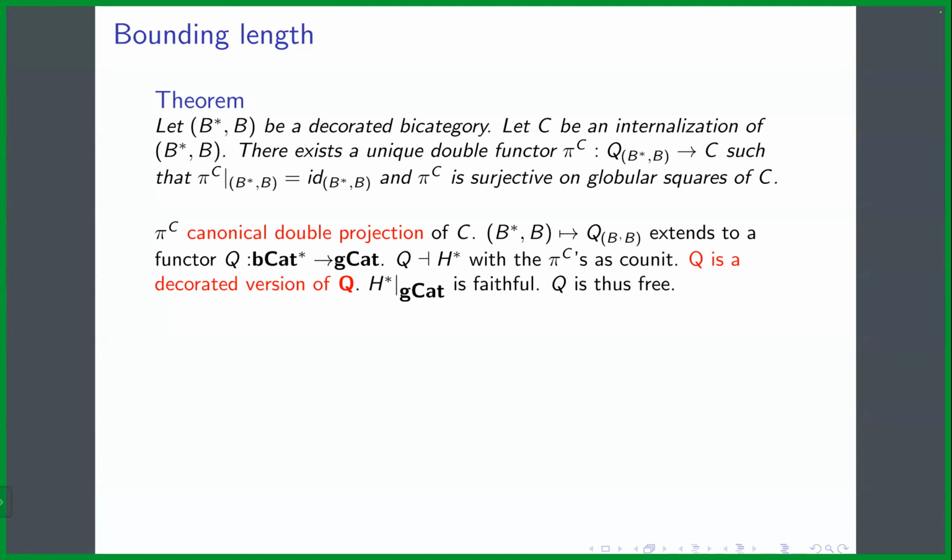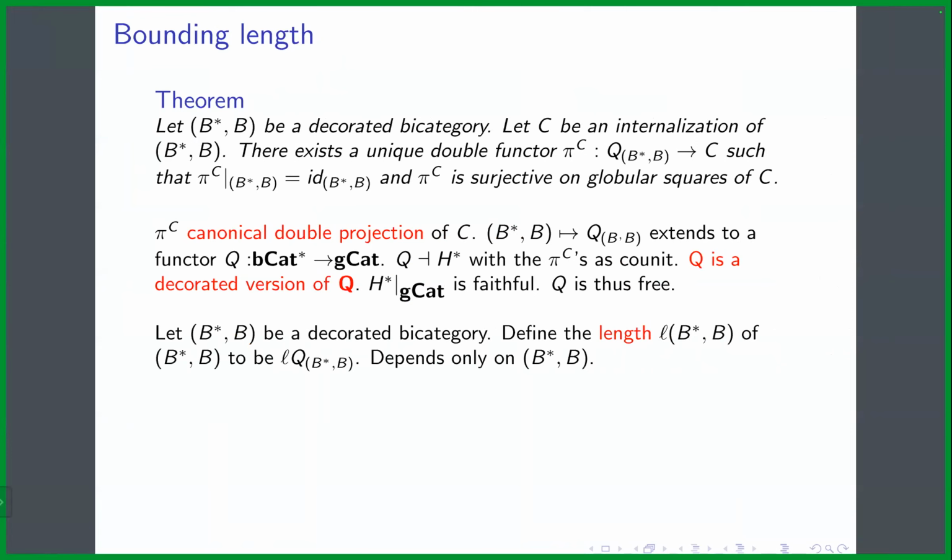And we could prove that this functor was left adjoint to decorated horizontalization, where the π_C's form a co-unit for this adjunction. So we think of Q as this decorated version of the quintets construction. Moreover, the decorated horizontalization functor restricted to globularly generated double categories is actually faithful, and so restricted to globularly generated double categories, this free globularly generated double category construction is a free construction.